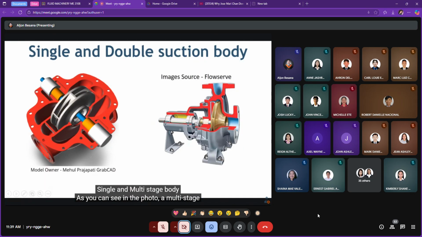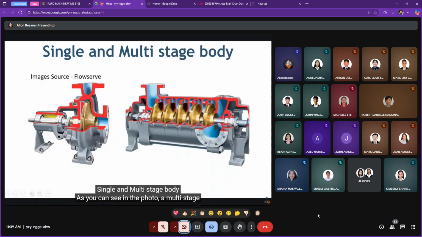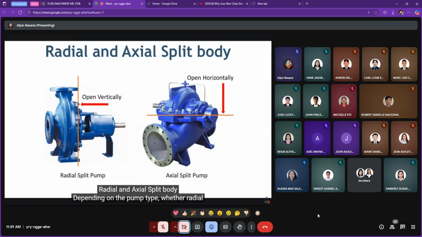The third type is single or multi-stage body. As you can see in the photo, multi-stage pump body is bigger and costlier than the single stage pump. The next is radial or axial split body. Depending on the pump type, whether radial or axial, the pump body can be manufactured accordingly. In the photo here, you can see both types.